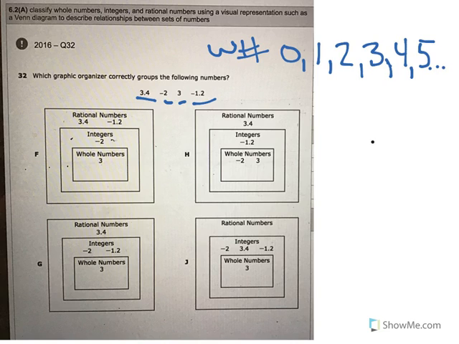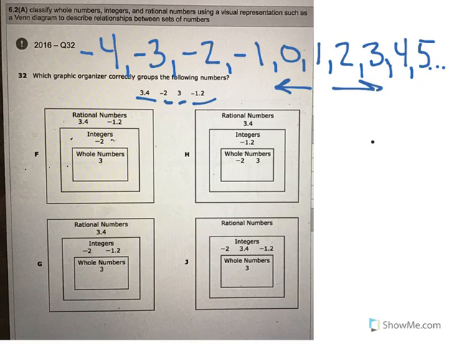So what are integers? Integers are whole numbers, including 0, and their opposites. So what's the opposite of 1? -1. It just means it's on the opposite side of the number line. What's the opposite of 2? -2. Of 3? -3. Of 4? -4, so on and so forth. So integers go infinitely in both directions, greater and less than. They do include 0.